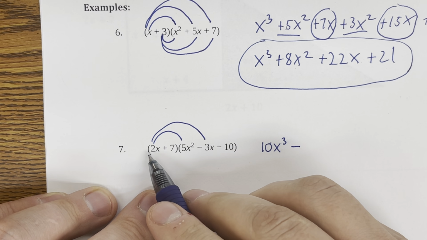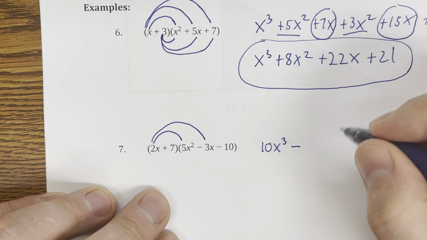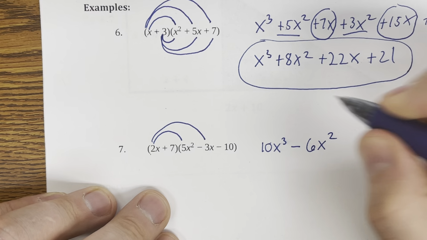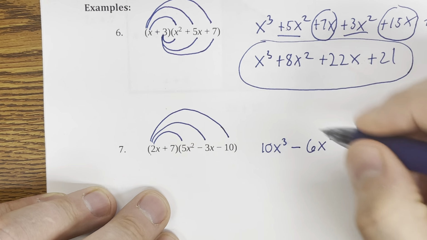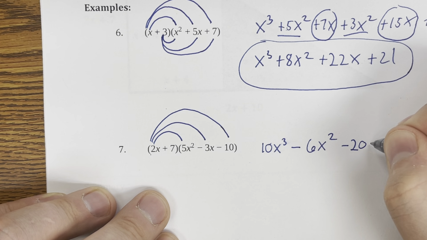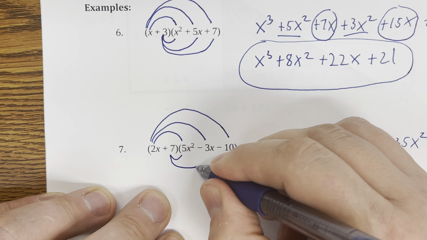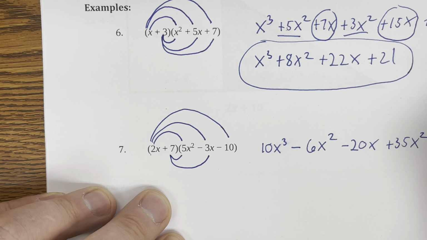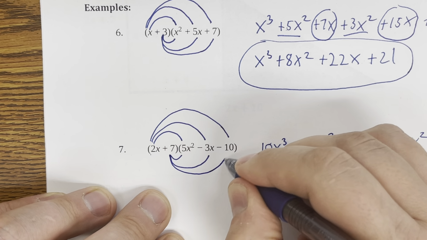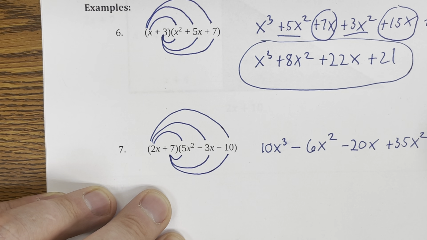Minus, careful with our signs. Positive times a negative is a negative, so that's a negative 6x squared. And then we have a minus 20x. Now we'll distribute our 7. 7 times 5 is 35x squared. 7 times negative 3 is negative 21x. And 7 times negative 10 is negative 70.